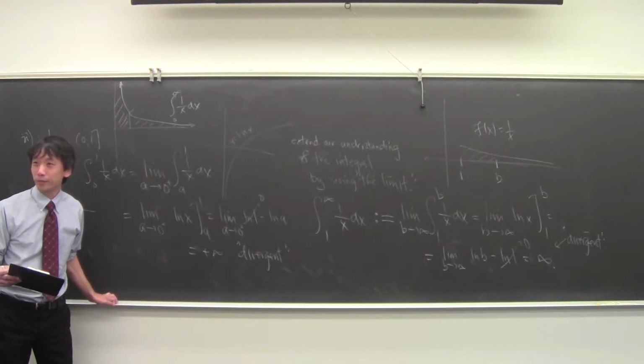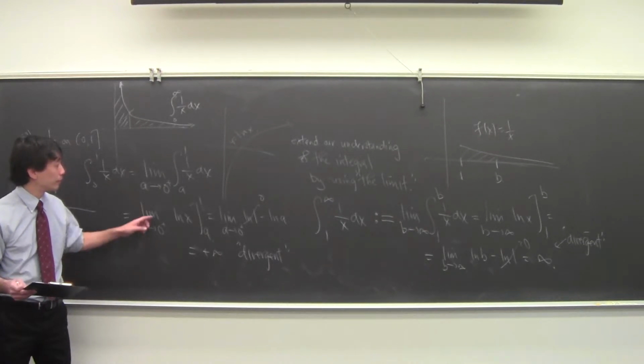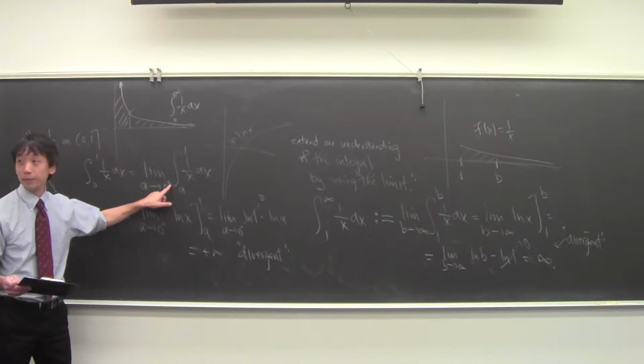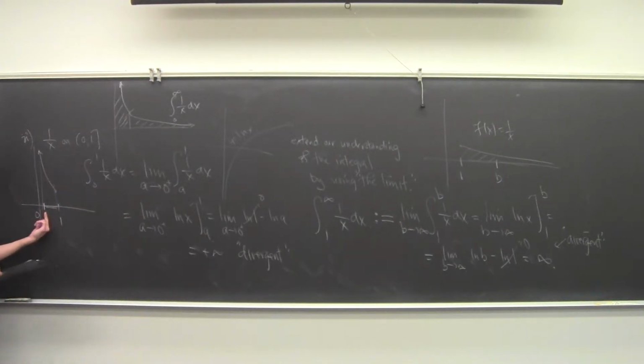Okay, any questions so far? Yes, Ayende. Can you spell out the right-hand thing again? Going to 0 from the right-hand side? Yeah. Right, because we want our a to go to 0. We want the integral from 0 to 1, so we take the integral from a to 1 as a approaches 0 from the right-hand side.